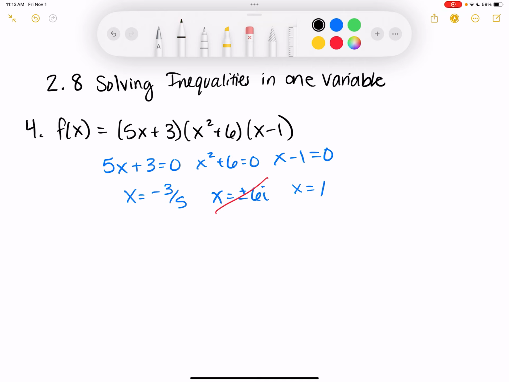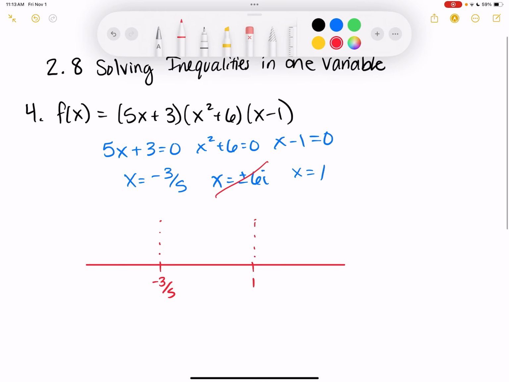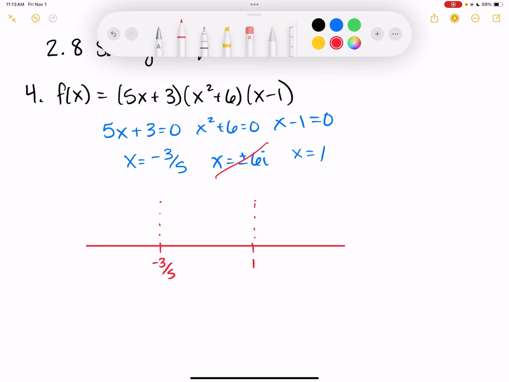So what we do is we set up this little chart here, negative 3/5 and 1. And I'm going to figure out if the stuff is positive, negative, or 0. So obviously zeros, I already know, are at x equals negative 3/5 and x equals 1. And then I'm going to be finding the intervals where it's positive and the intervals where it is negative.